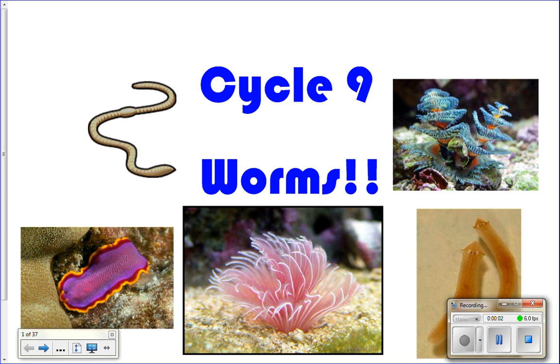Okay, cycle 9, worms. So there's lots of different kinds of worms that live in the ocean, and we're going to talk in general about some of them. But we've got a couple of pictures up here for you to see. So this upper right one right here, and then this middle one on the bottom, these are worms that live in the ocean that are kind of like earthworms.